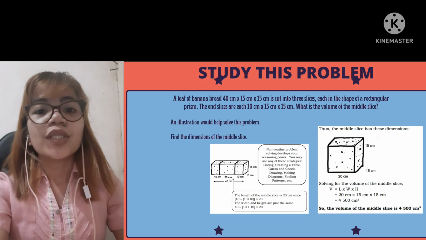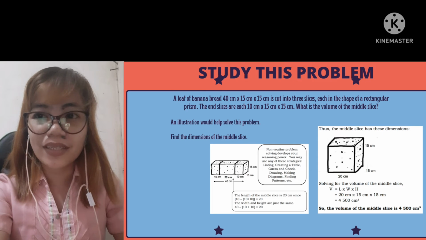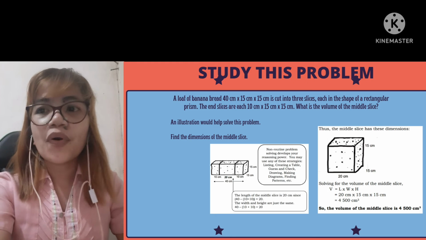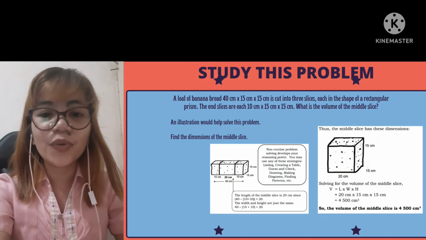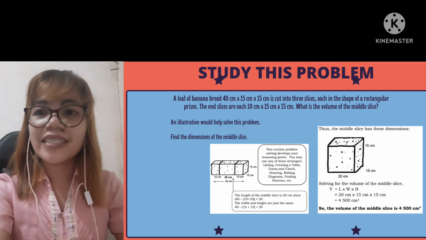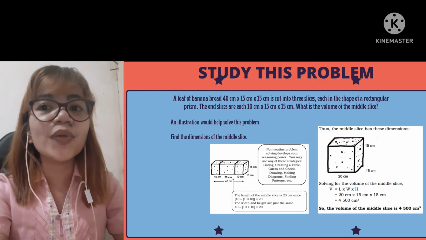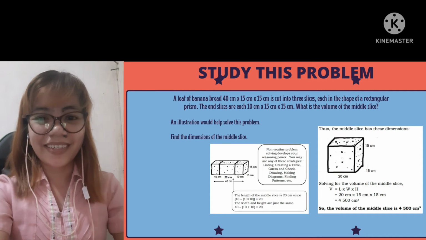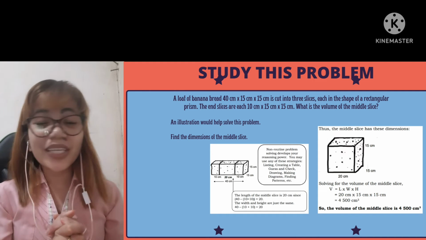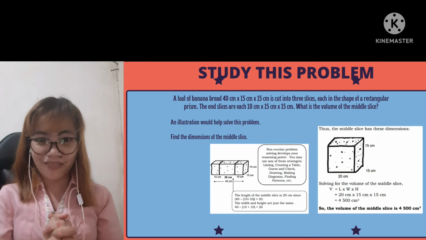So now, 20 centimeters times 15 centimeters times 15 centimeters equals 4,500 cubic centimeters. So, the volume of the middle slice is 4,500 cubic centimeters. So, you just learned how to solve non-routine problems. So, you are now ready for some of our activities.